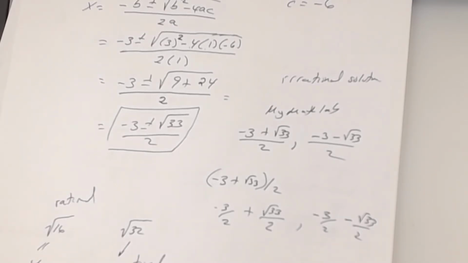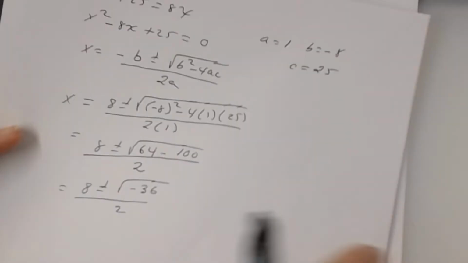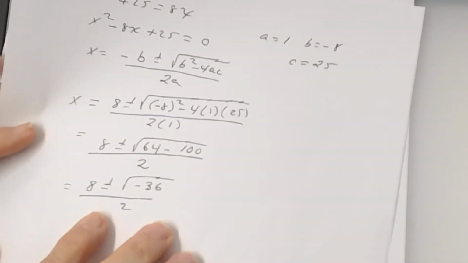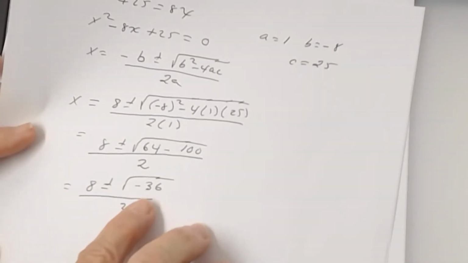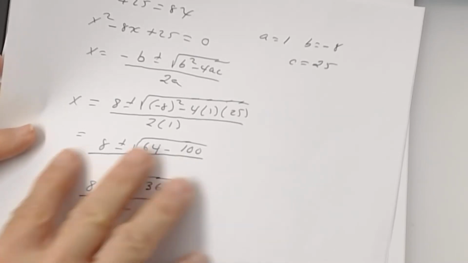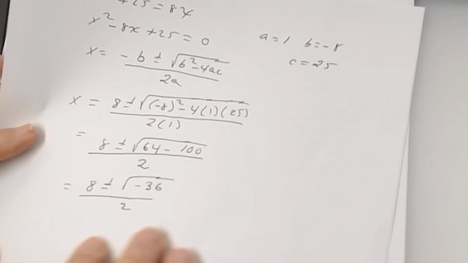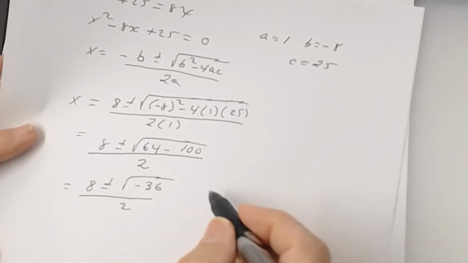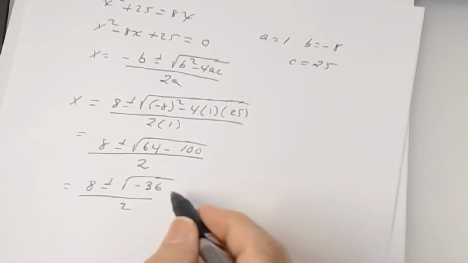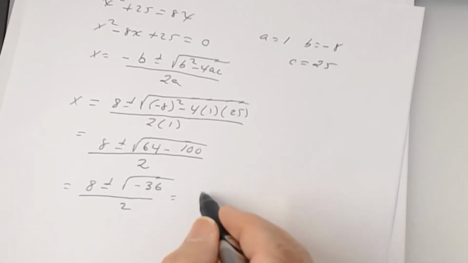i is not a real number. So don't tell me that my solutions are real here. They're not, because it's the square root of negative 36. But remember, when we did section 1.4, those are numbers. They're just not real numbers. They're what kind of numbers? Imaginary numbers. All right. But I do know that the square root of negative 36 is 6i.